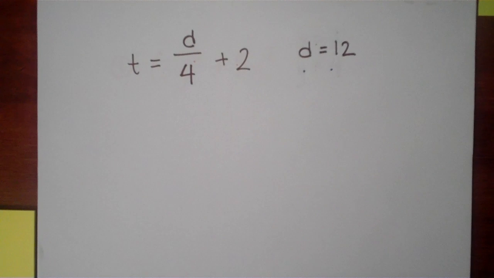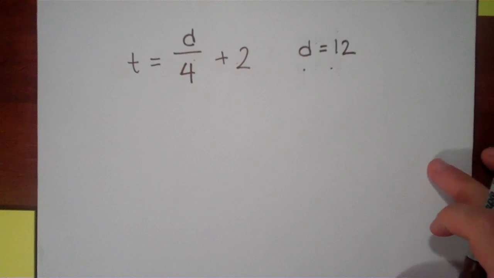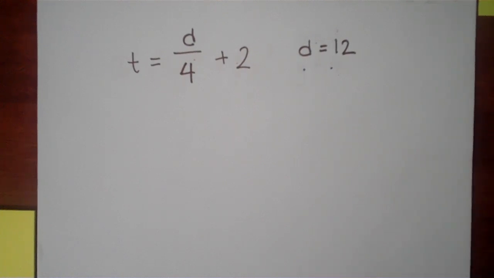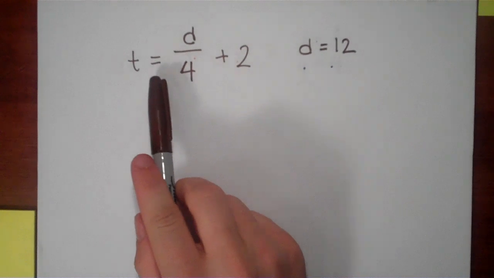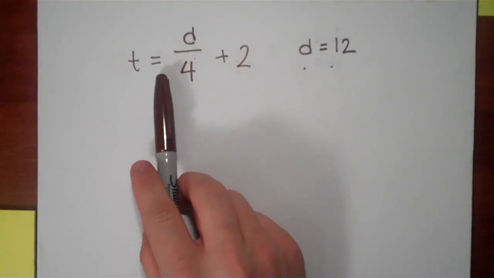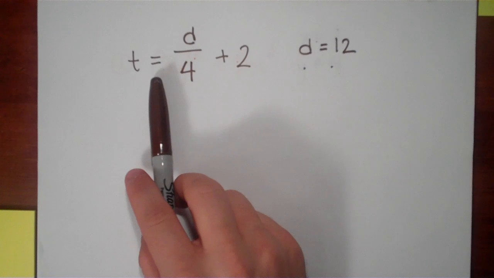Under 2.4, t equals d over 4, or d divided by 4, plus 2. And it tells us, what is the value of t when d equals 12? So I've written d equals 12 here. Here in this expression, we do have an equal sign. We haven't seen equal signs yet, but you'll see how it works.